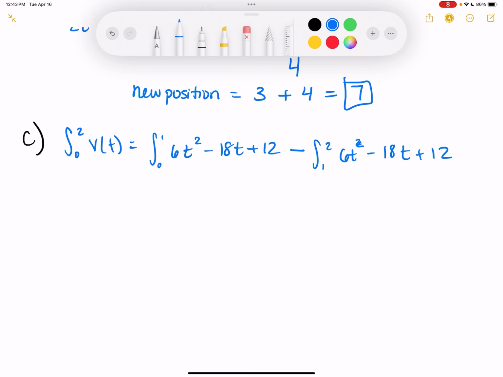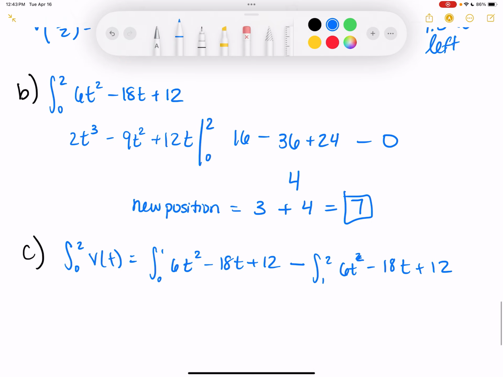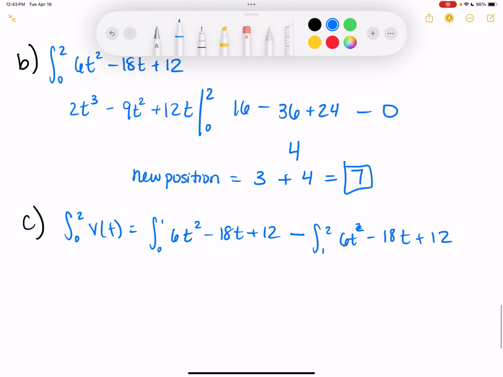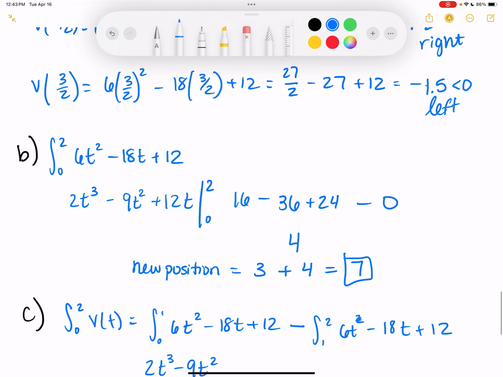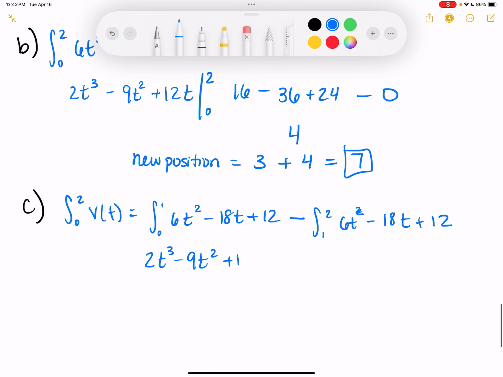And we had already found this in an antiderivative up here, so don't reinvent the wheel. I'm just going to rewrite it. So 2t cubed minus 9t squared plus 12t evaluated from 0 to 1, minus 2t cubed minus 9t squared plus 12t from 1 to 2.